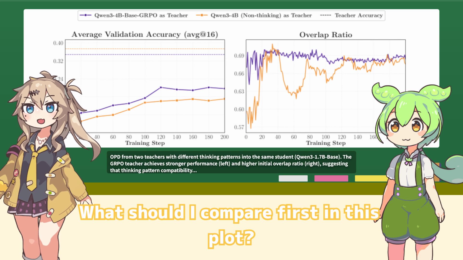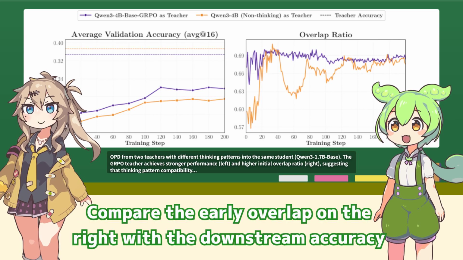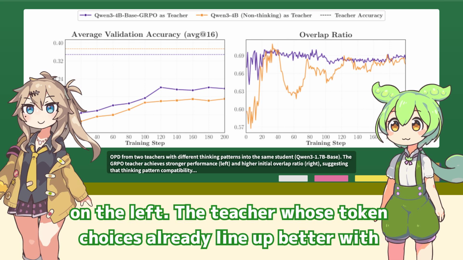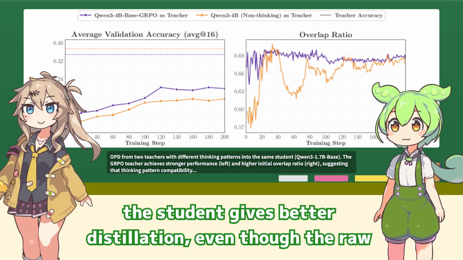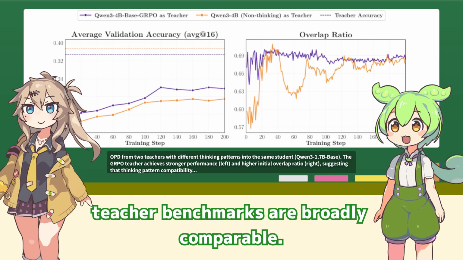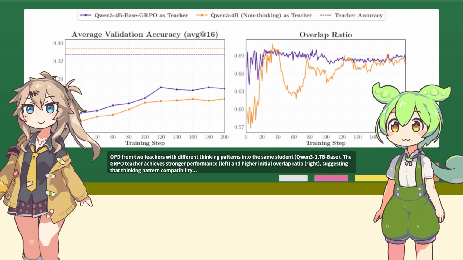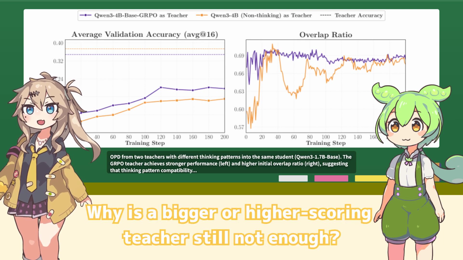What should I compare first in this part? Compare the early overlap on the right with the downstream accuracy on the left. The teacher whose token choices already line up better with the student gives better distillation, even though the raw teacher benchmarks are broadly comparable. Why is a bigger or higher scoring teacher still not enough?